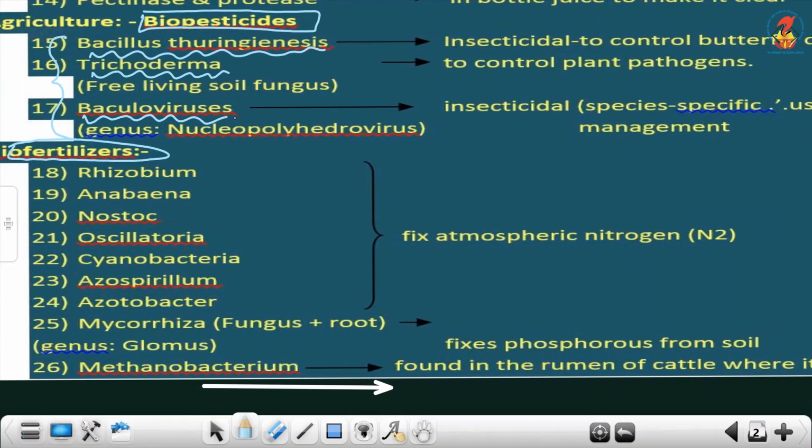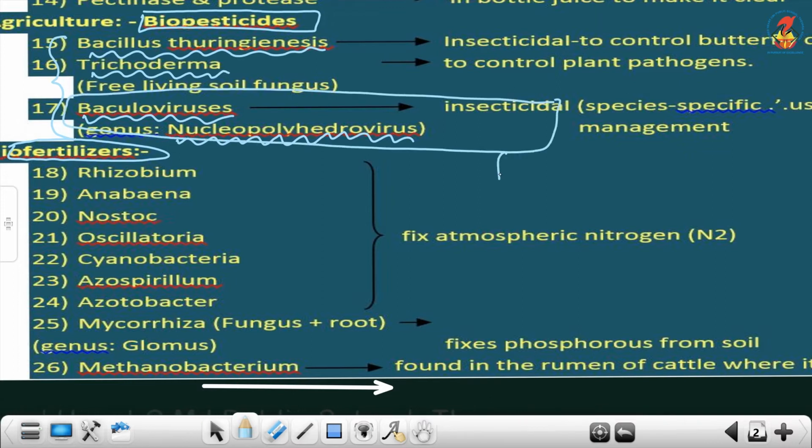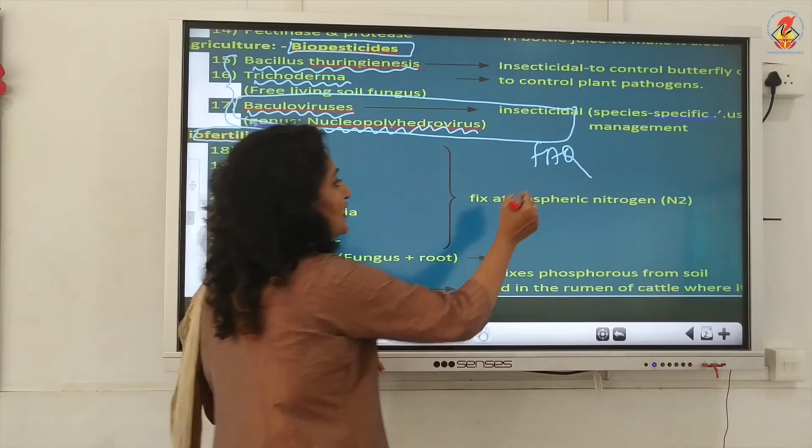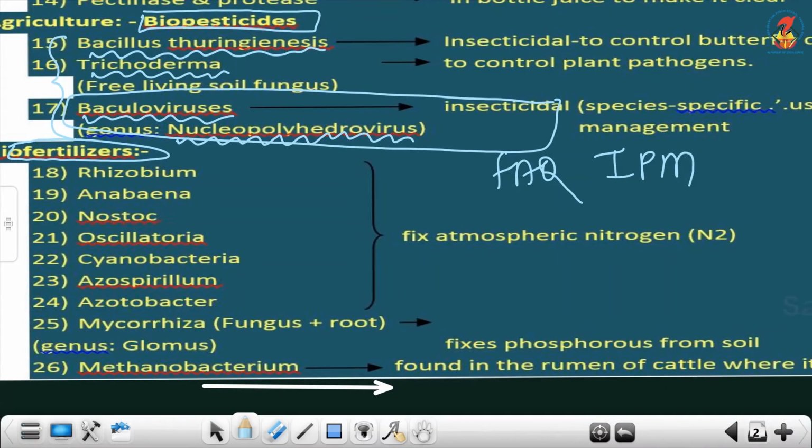Next, last category, we have baculovirus belonging to the genus Nucleopolyhedrovirus. Once again, I am reiterating that this group of viruses is called baculoviruses. It belongs to which genus of virus? Nucleopolyhedrovirus. Very, very important. This is also insecticidal. And the advantage of this is a frequently asked question, FAQ. The advantage of this particular genus, Nucleopolyhedrovirus or the baculovirus, we know it's insecticidal, but it is useful for integrated pest management, because it will only attack one particular insect. It will not attack the other insects.